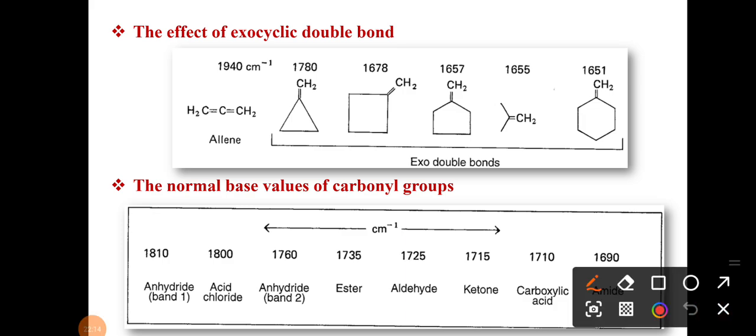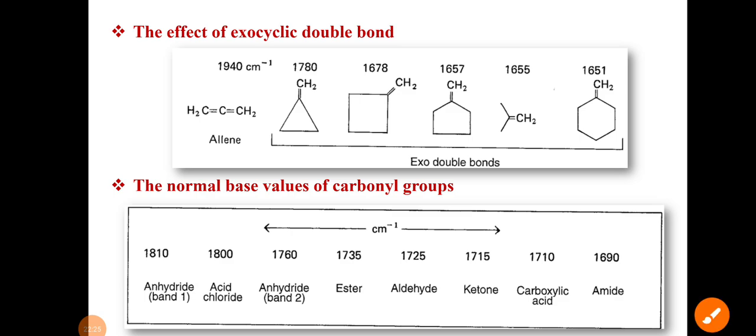And here is the last one, that is very important, because generally they are asking in exams for the different vibrational frequencies of the carbonyl groups. There are many functional groups in the carbonyl groups. So first one is the anhydrides, that is 1810 centimeter inverse, then acid chloride, anhydrides band 1 and band 2, right, then ester, aldehyde, ketone, carboxylic acid and amide. So these are the characteristic IR vibrational frequencies of the carbonyl compounds. So you have to remember each and every carbonyl compound with their vibrational frequencies, right.